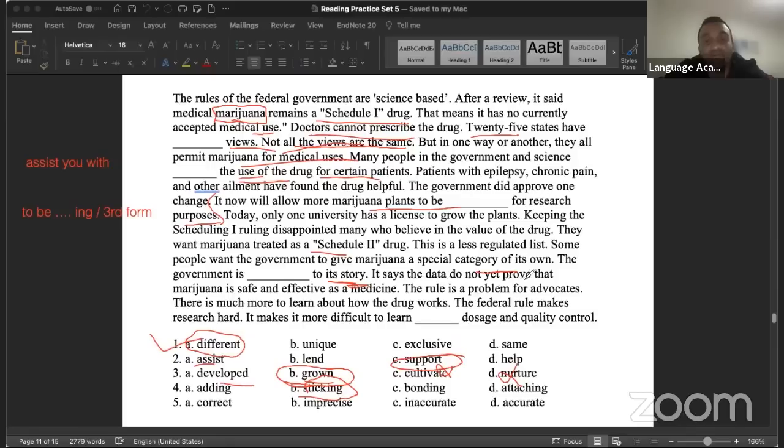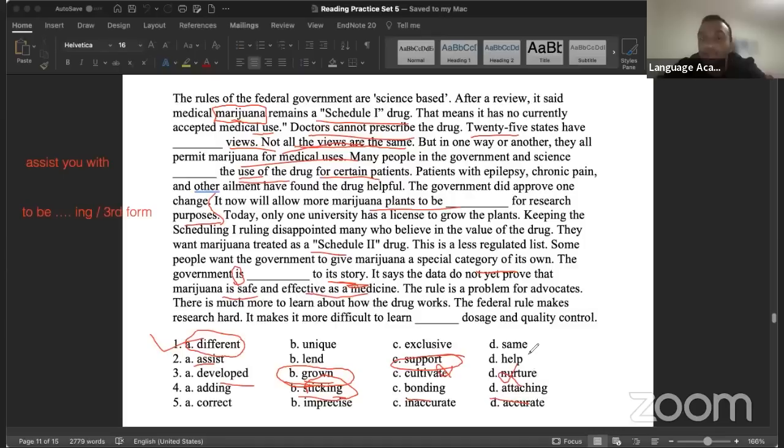It says data do not yet prove that marijuana is safe and effective as a medicine. No matter how much you are advocating or talking that it should be the drug that can be used for medicine purposes, government is sticking to its story and it says that it won't. Okay. Again, if we look at it, government is dash. That means that it's in the continuous tense. It has to be ing form. Unfortunately, all four options are given in ing form. So you go back to the context in which he's saying.